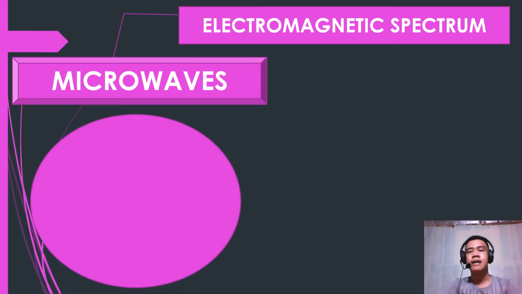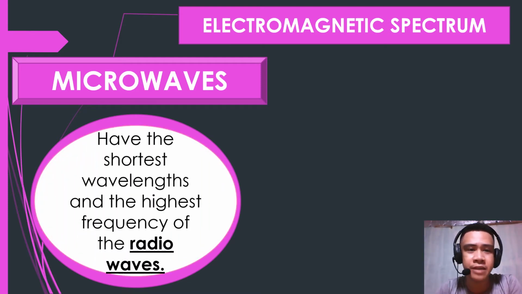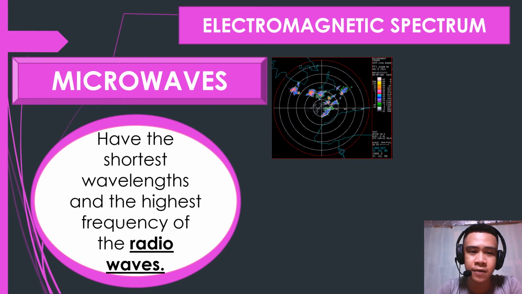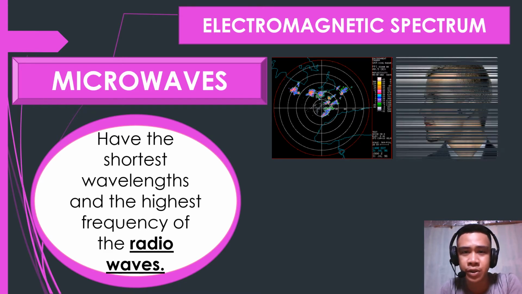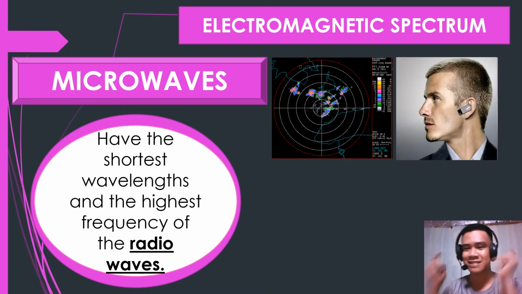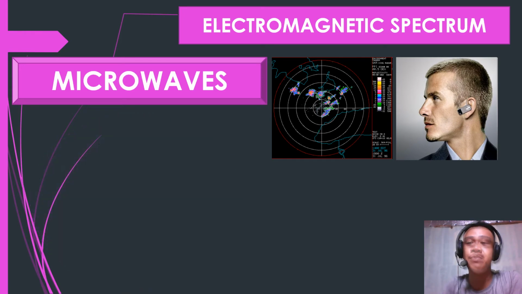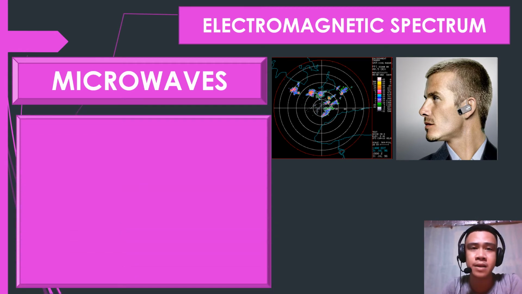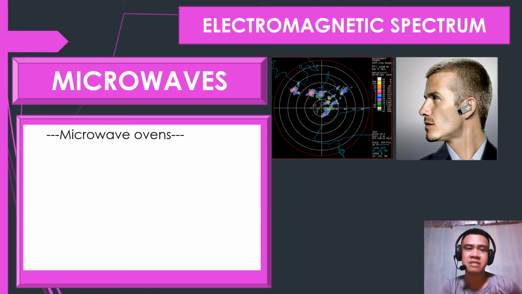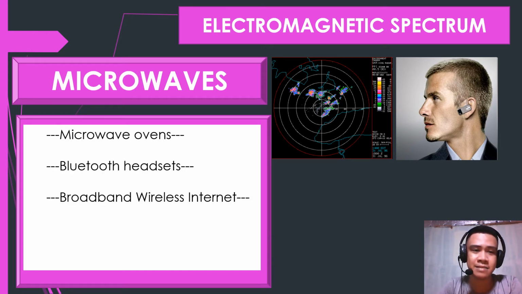So let's proceed to microwaves. Microwaves have the shortest wavelengths and the highest frequency of the radio waves. Examples are the rotor and the Bluetooth headset. When do we use microwaves? Microwaves can be used in microwave ovens, Bluetooth headsets, broadband wireless internet, radar, and GPS.